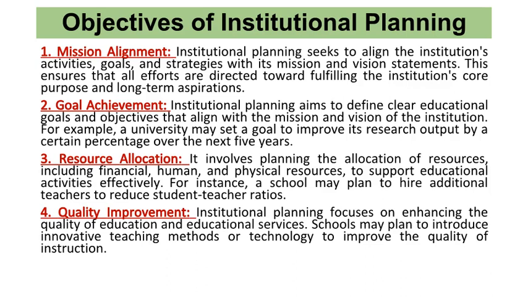3. Resource allocation. It involves planning the allocation of resources, including financial, human, and physical resources, to support educational activities effectively. For instance, a school may plan to hire additional teachers to reduce student-teacher ratios. 4. Quality improvement. Institutional planning focuses on enhancing the quality of education and educational services. Schools may plan to introduce innovative teaching methods or technology to improve the quality of instruction.